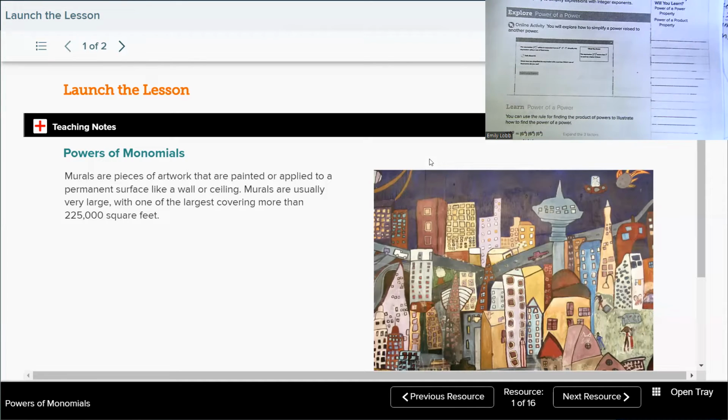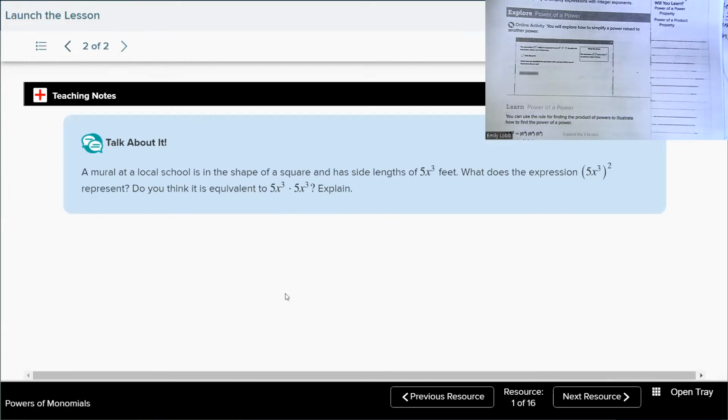Okay, so murals are pieces of artwork that are painted or applied to a permanent surface like a wall or ceiling. Murals are usually very large, with one of the largest covering more than 225,000 square feet. That's pretty large. A mural, listen, at a local school is in the shape of a square and has side lengths of 5 to the x cubed. What does the expression 5 to the x cubed, all raised to the second power, represent?